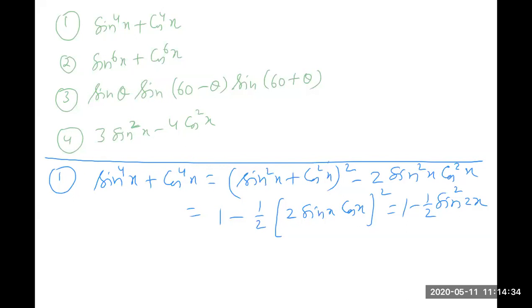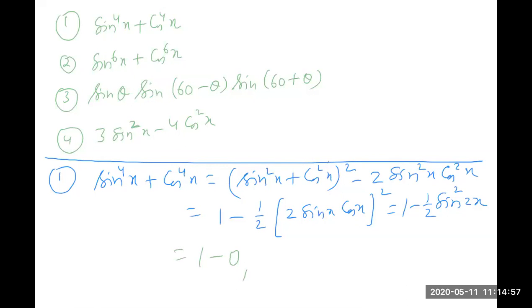You understood this first line? Yes, sir. The second line. Then what is sin^2 x plus cos^2 x? 1. Divide by 2, multiply by 2. So this will be 4. Sin^2 x cos^2 x is (2 sin x cos x) whole square. So it is 1 minus 1 upon 2 sin^2 2x. So it will be 1 minus 0.